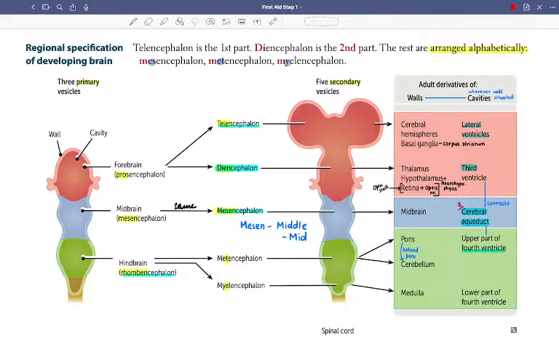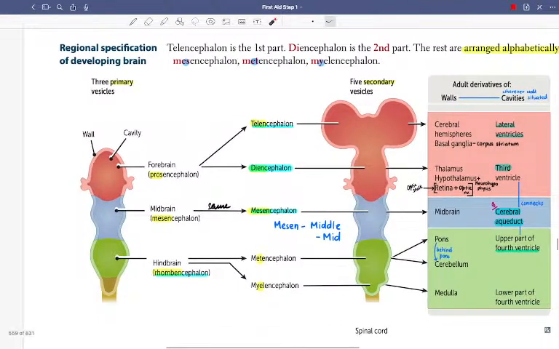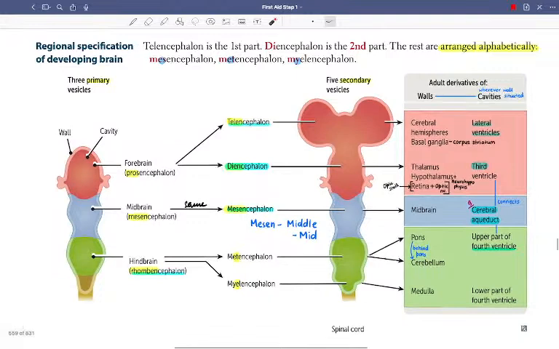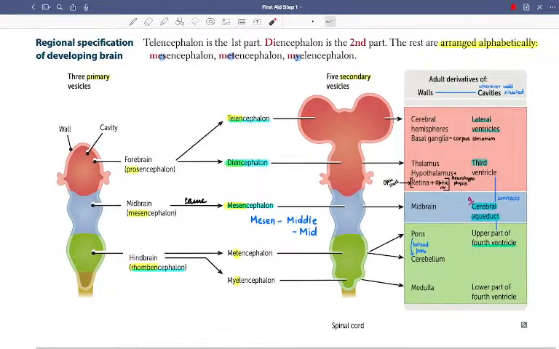Next we have pons here. We have pons, and behind the pons we have cerebellum, and then you have the upper part of the fourth ventricle. Next is myelencephalon. Y comes last in the sequence. So myelencephalon, you have medulla, and we have the lower part of the fourth ventricle.